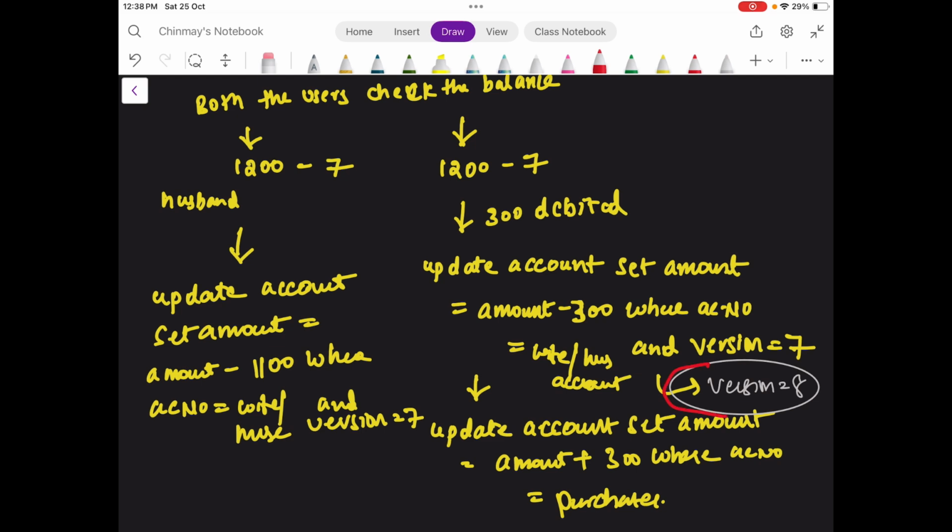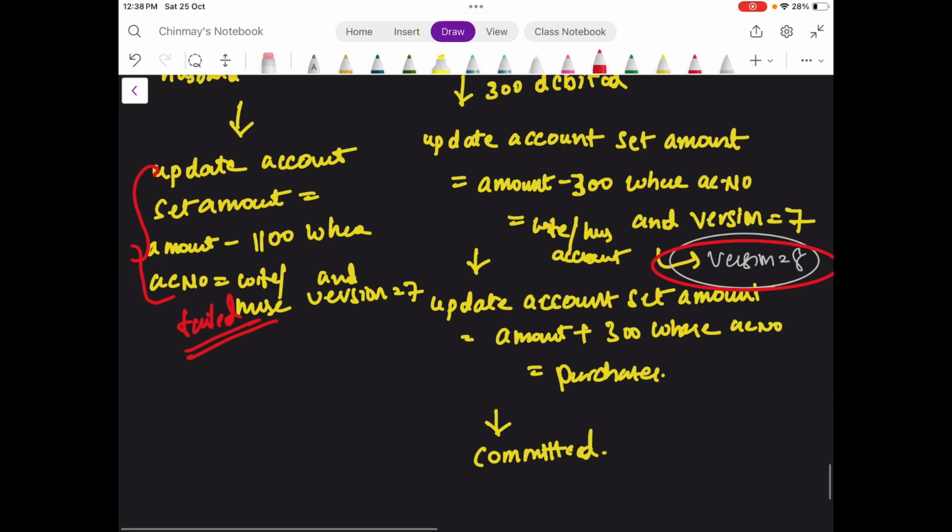That is the versioning beauty. When we perform this update statement for the wife, it updated to version 8. Now set amount as 1100 where version is equal to 7, it fails. When the failure happens, what happens? It retries the transaction.